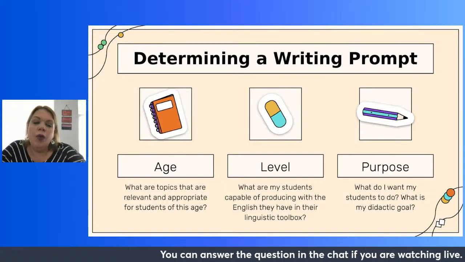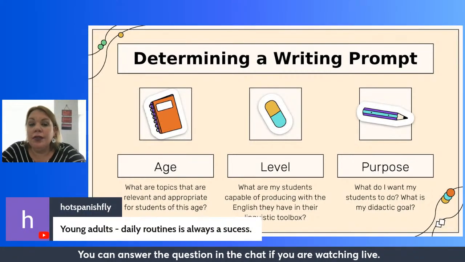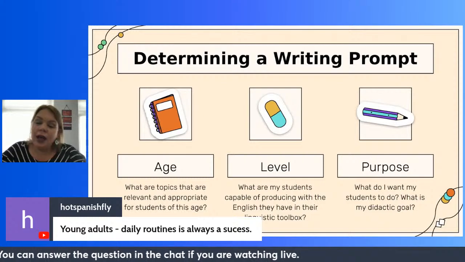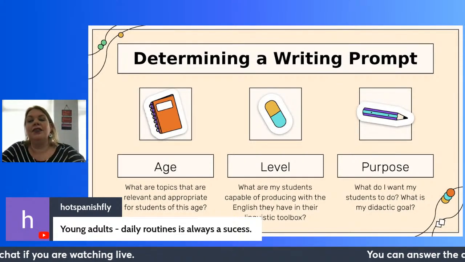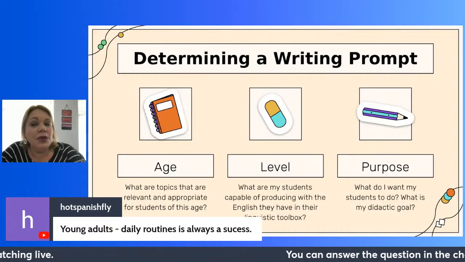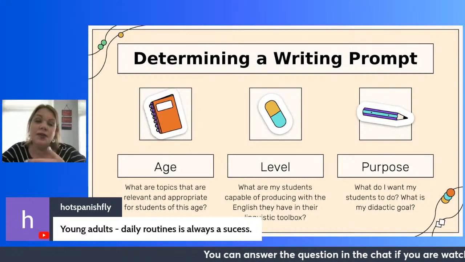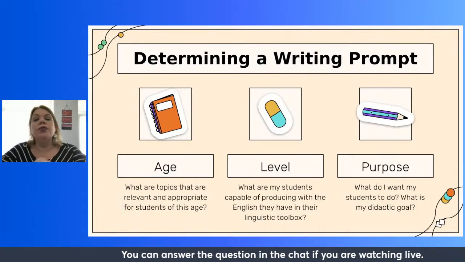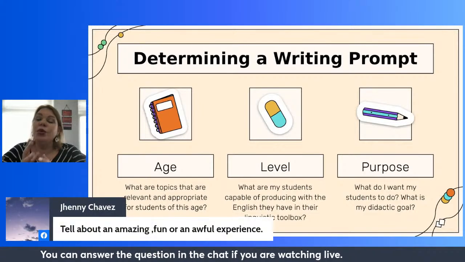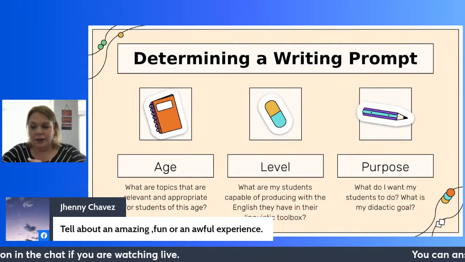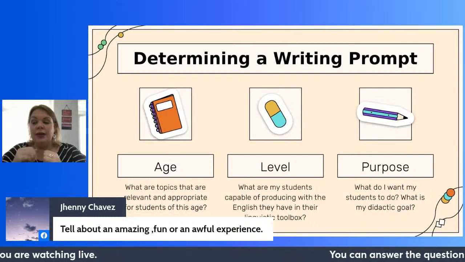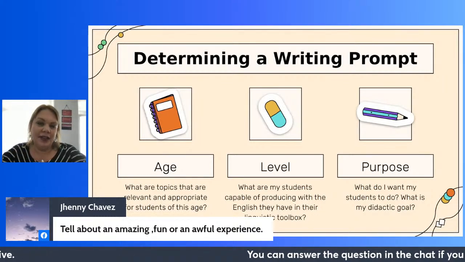Age. What topics are relevant and appropriate for students of this age? And what topics are they interested in? Right? We're not going to have students write about something that is extremely boring for them, because they're not going to be motivated to write. So if we can find a topic that's at least remotely interesting for them and their age group, we might be more successful. Yeah.